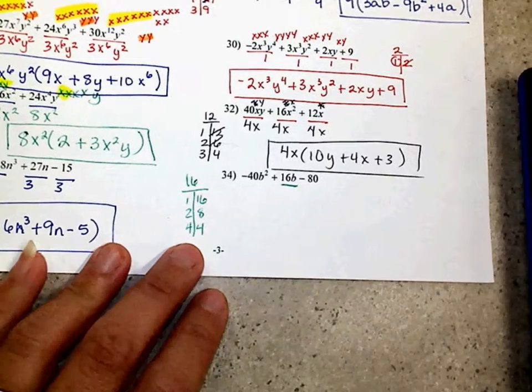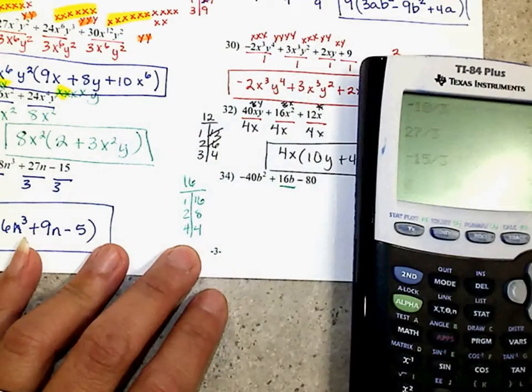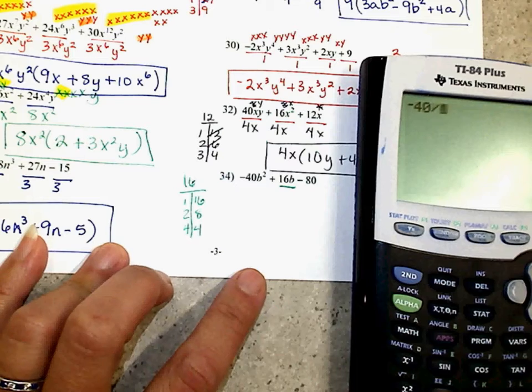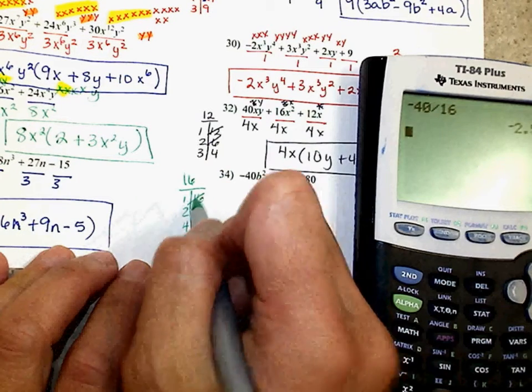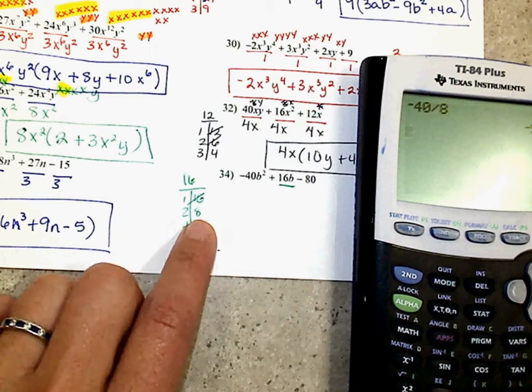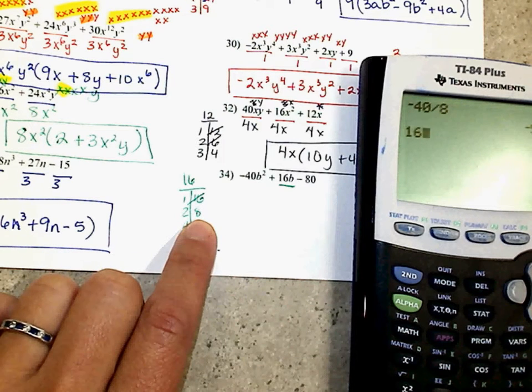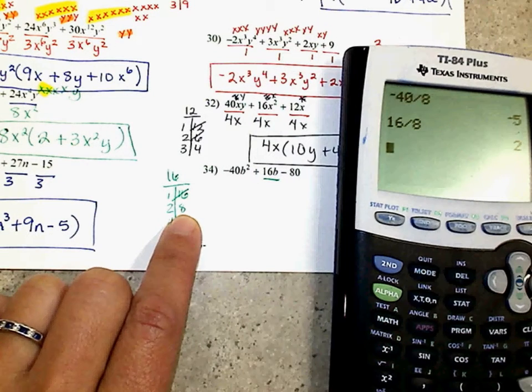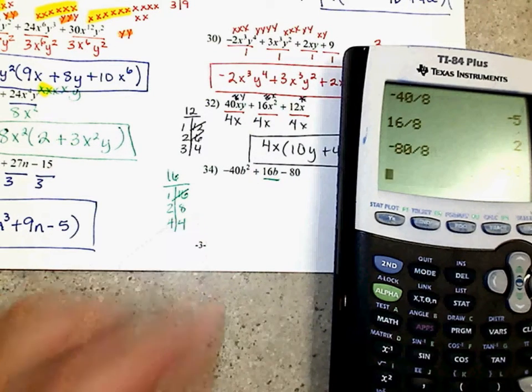Negative 40 divided by 16? No. Negative 40 divided by 8. 16 divided by 8. Negative 80 divided by 8. So the greatest number that goes into all of this is 8.